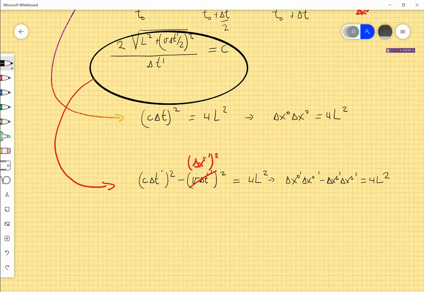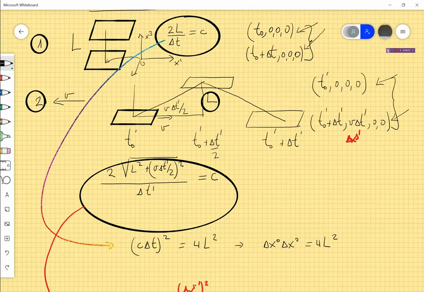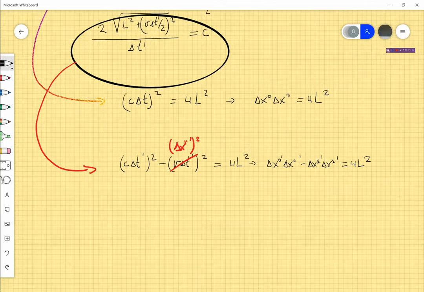These two relations look different, but that is because we have not considered what happens to delta x1 and so on. So delta x1 is 0 because the final x1 is 0 and the initial x1 is 0. So we could have added it here. And in fact, we can, since delta x2 is 0 and delta x3 is 0, and the same happens to delta x2 prime and delta x3 prime, you find that we can write this.